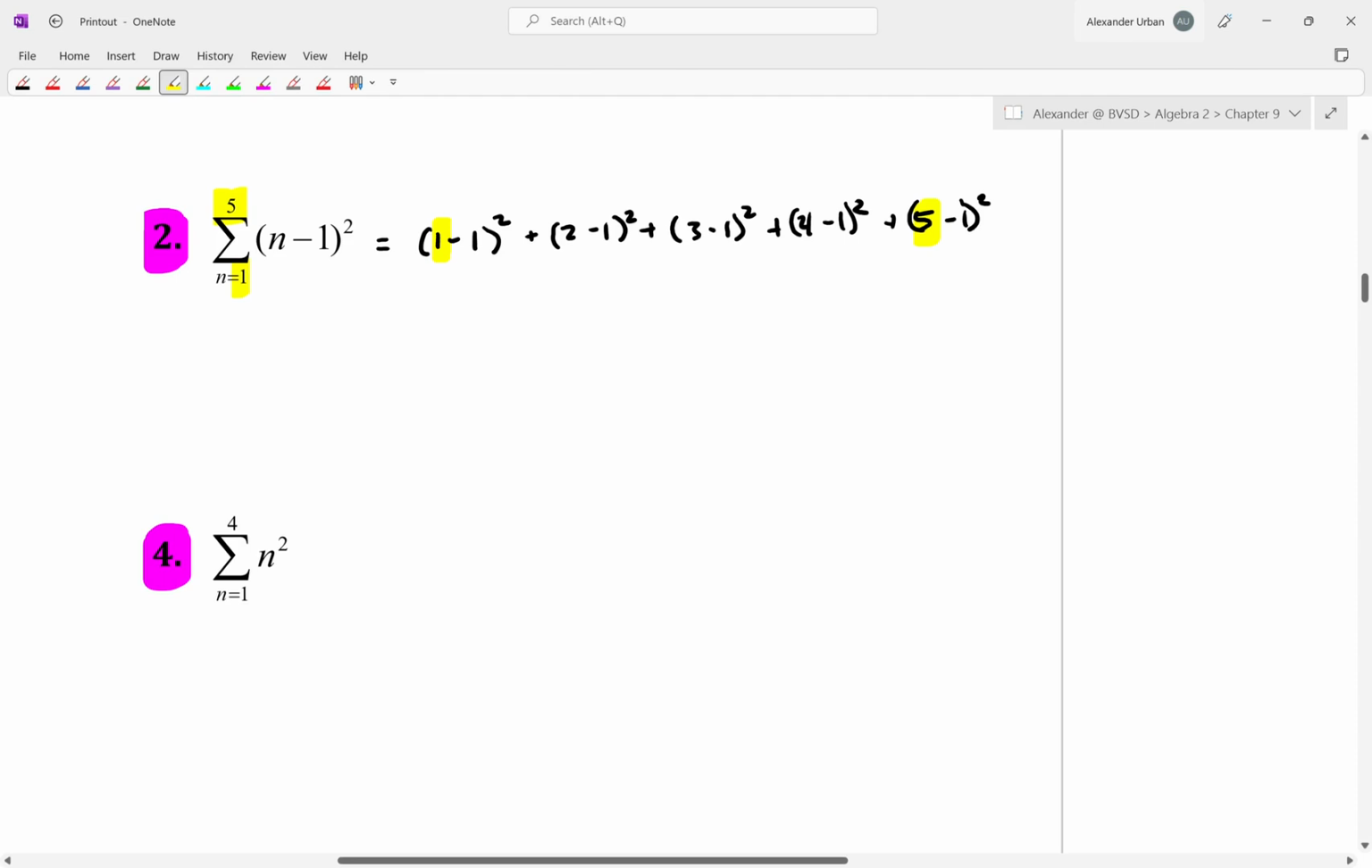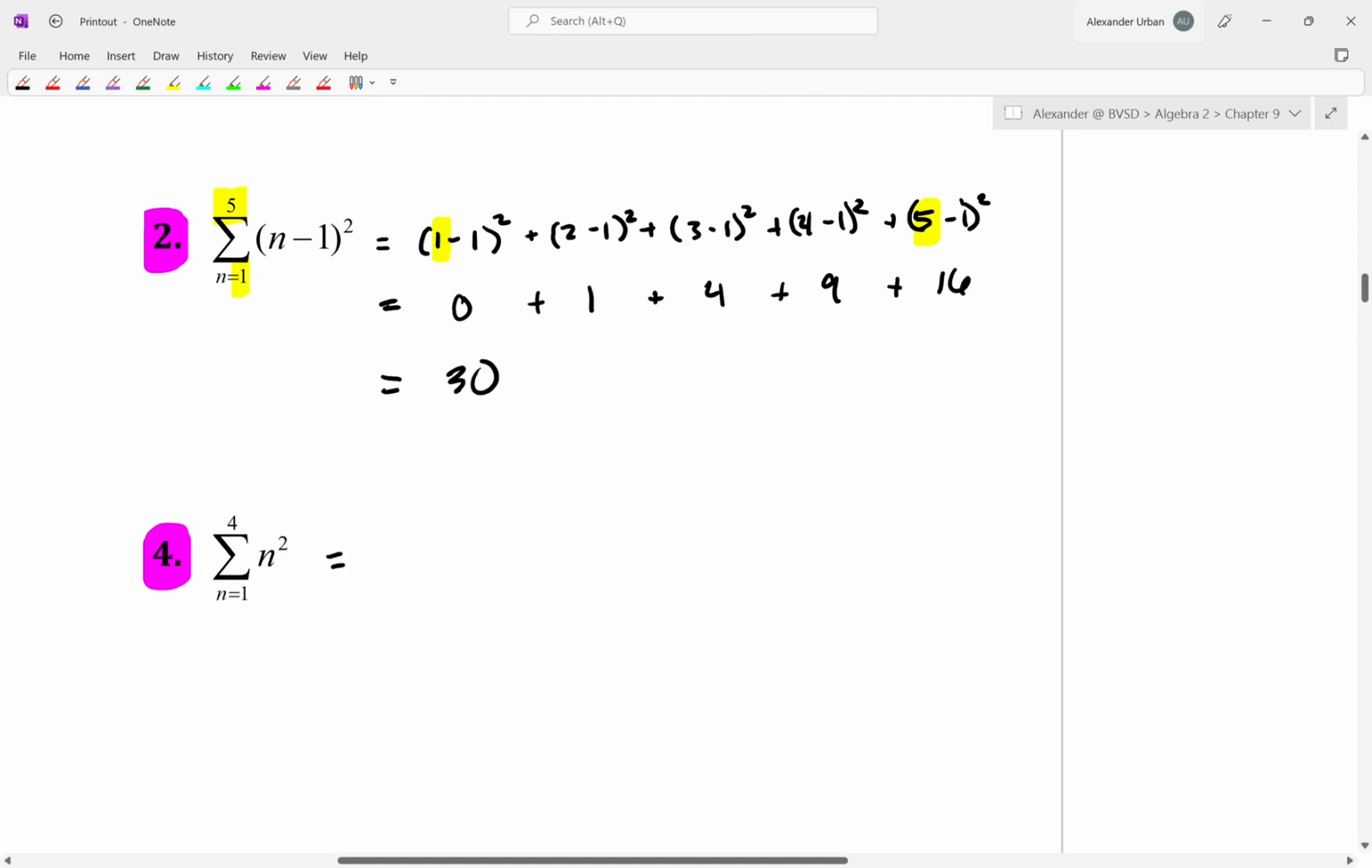So from here, we're just going to do some brute force math. 1 minus 1 is 0, 0 squared is 0, plus 2 minus 1 is 1, 1 squared is 1, plus 3 minus 1 is 2, 2 squared is 4. You can maybe see the pattern here. 4 minus 1 is 3, 3 squared is 9, 5 minus 1 is 4, 4 squared is 16. So now we're going to add all these up. So the summation of n minus 1 squared from 1 to 5 is going to be 30.